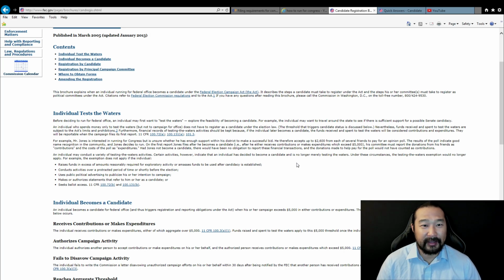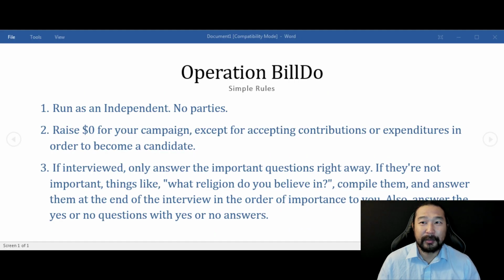And what I'm going to call it is Operation BillDo. And it's in reference to Bill Clinton calling up Donald Trump and telling him to run for office. And that's what he did. And guess what? He actually became president. Yes. Okay.